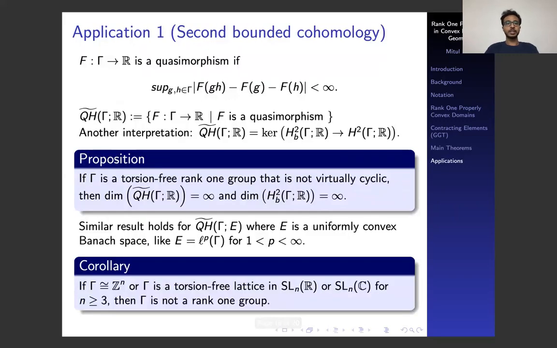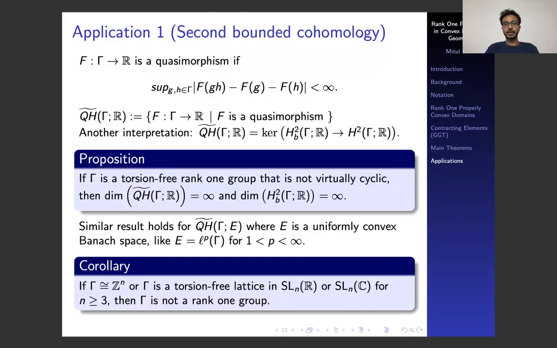The first application that we have is in computing the second bounded cohomology. If F is a map from the group gamma to R, we will say that F is a quasimorphism if F satisfies this equation coarsely. This equation you can see right there. In the second line is the equation for a group homomorphism, and F is a quasimorphism if it satisfies that equation coarsely.